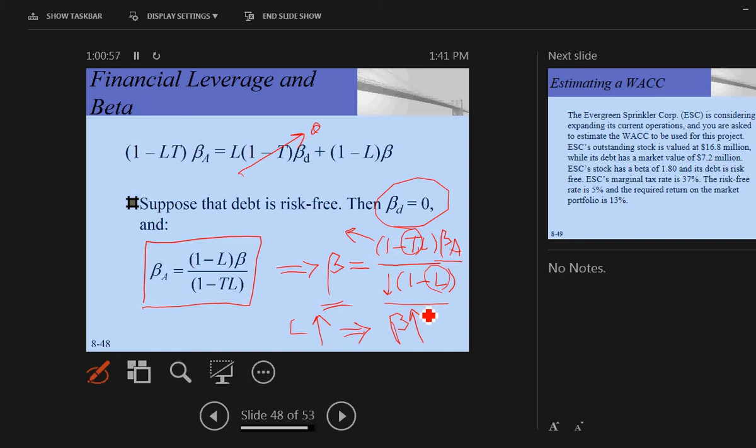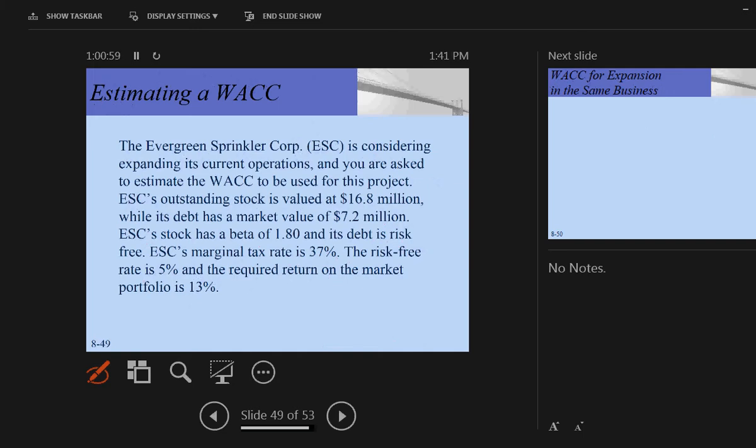Let's see an example and then see how we can actually estimate WACC. ESC is considering expanding its current operations, and you estimate the WACC to be used in the project. The outstanding stock is valued at 16.8 million. The debt has a market value of 7.2 million. Beta for the stock of this company is 1.8, and its debt is risk-free. The marginal tax rate is 37%, the risk-free rate is 5%, and the required return on the market portfolio is 13%. So we have all the ingredients that we want.